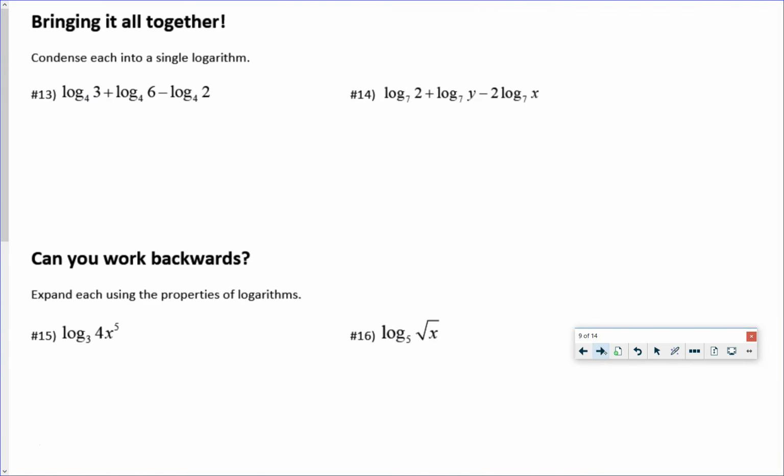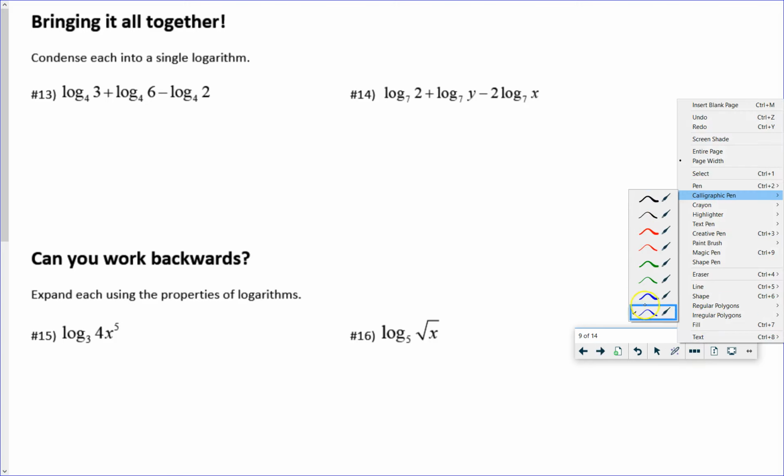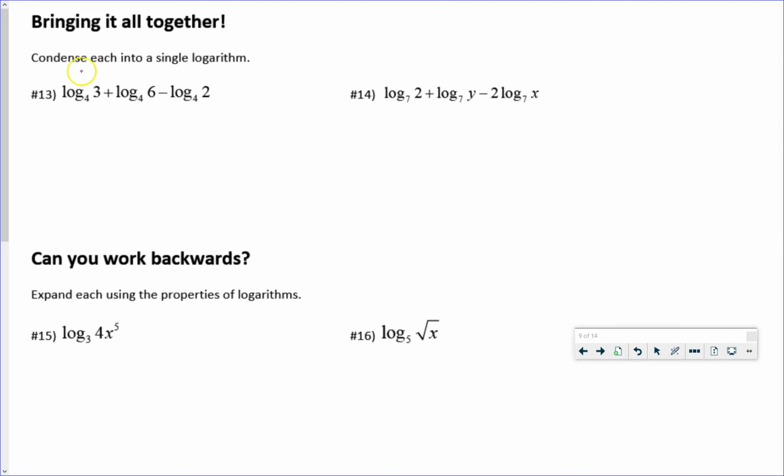We're going to condense two of them, and then we're going to expand two of them. Multiple properties along the way. So my first one wants me to condense each logarithm into a single log, meaning in the end I should only have one log in my answer. Okay? So what do you see between log 4 of 3 and log 4 of 6? A plus sign. So how am I going to combine 3 and 6? We're going to multiply. What do you see on the end? Minus. So what are you going to do with the 2? You're going to divide. So it becomes log base 4 of 3 times 6 and then divide by 2.